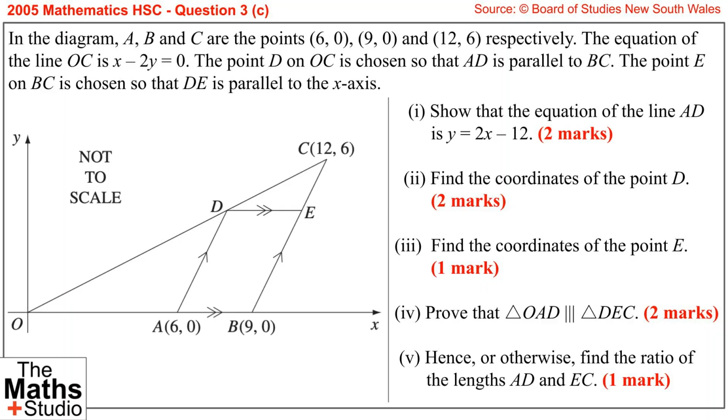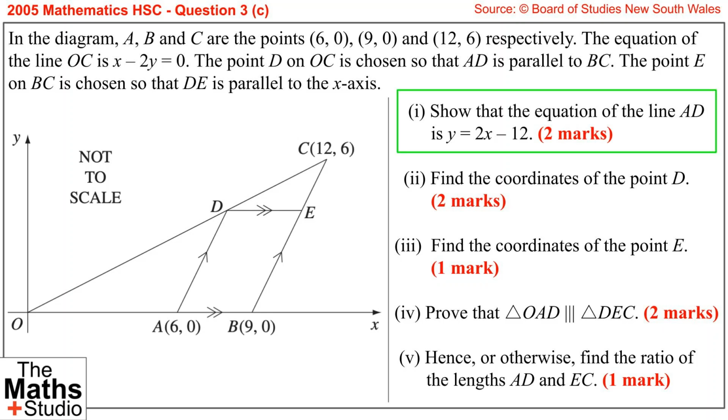Question 3, Part C. In the diagram, A, B and C are the points (6, 0), (9, 0) and (12, 6) respectively. The equation of the line OC is x minus 2y equals 0. The point D on OC is chosen so that AD is parallel to BC. The point E on BC is chosen so that DE is parallel to the x-axis.